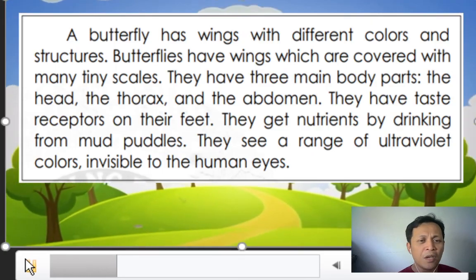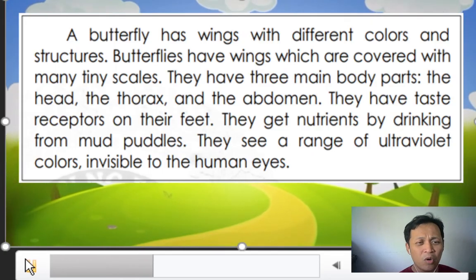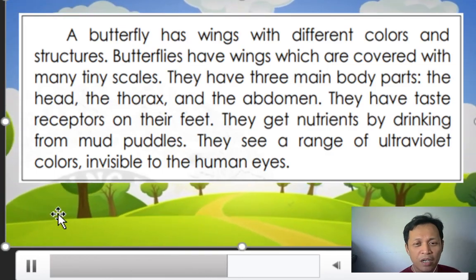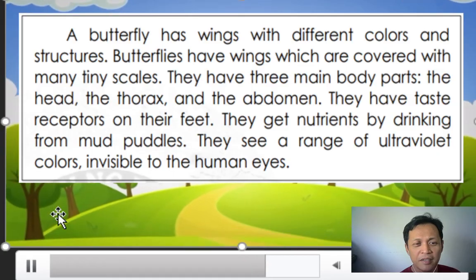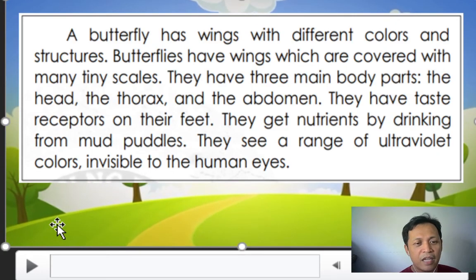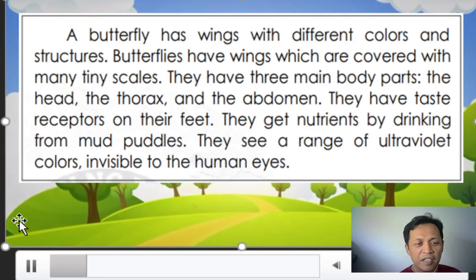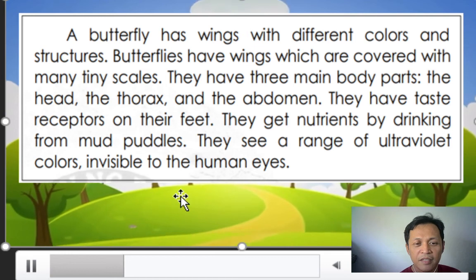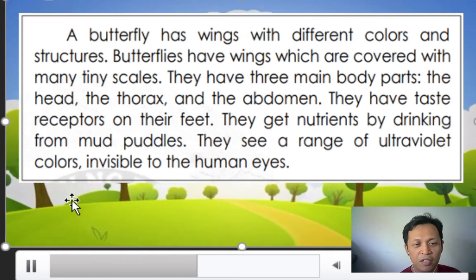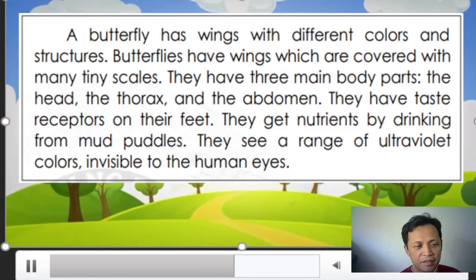Again, butterfly has wings with different colors and structures. Butterflies have wings which are covered with many tiny scales. They have three main body parts: the head, the thorax, and the abdomen. They have taste receptors on their feet. They get nutrients by drinking from mud puddles. They see a range of ultraviolet colors invisible to the human eyes.